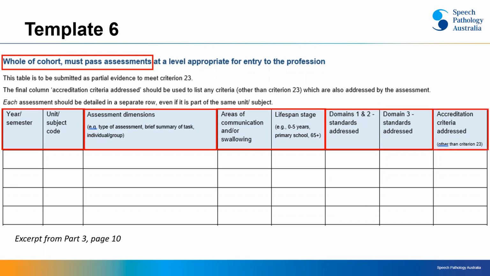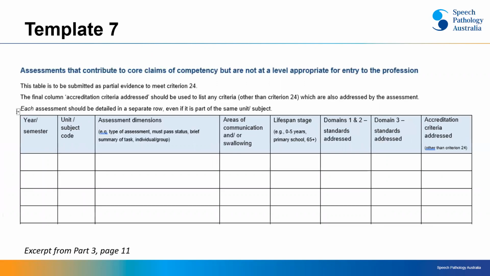The final column should be used to list any criteria, other than Criterion 23, which are addressed by this assessment. For example, Criterion 22, which demonstrates comprehensive teaching of communication and swallowing, and Criterion 40, which refers to range of service delivery approaches. In Template 7, universities detail assessments that contribute to core claims of competency but are not at a level appropriate for entry to the profession.